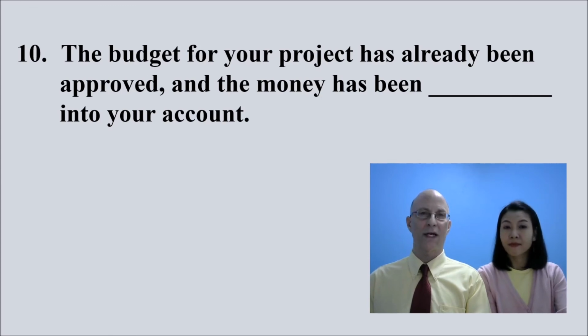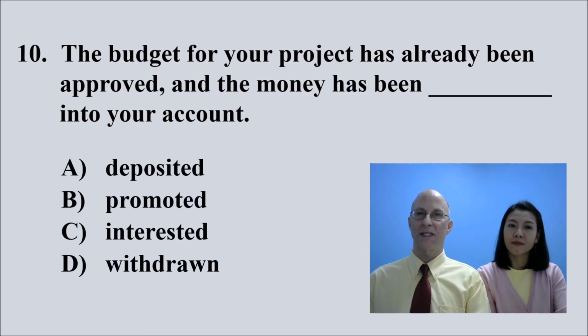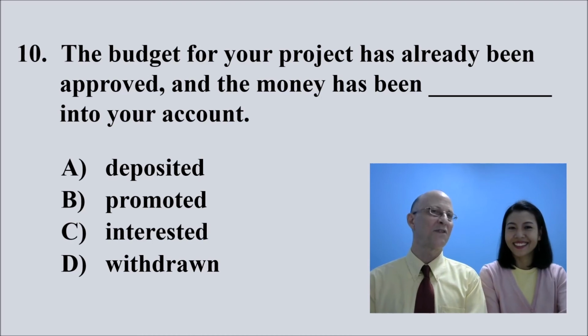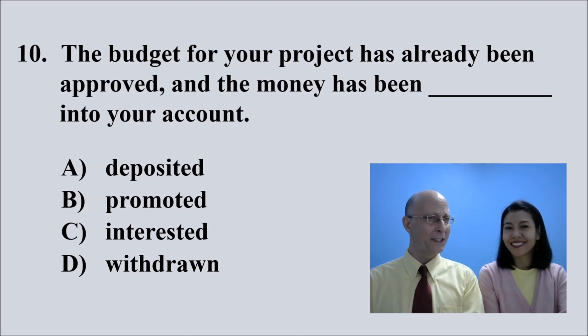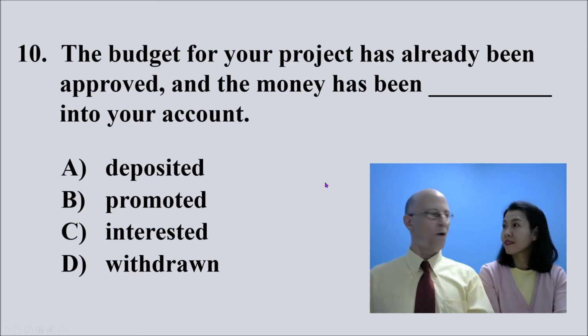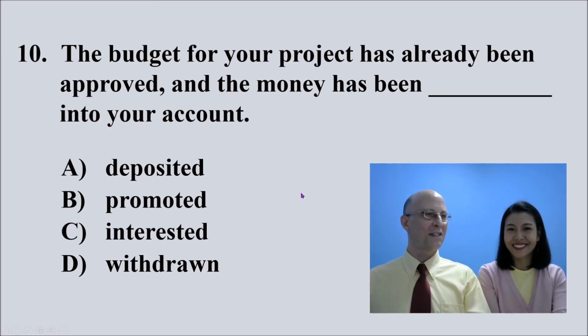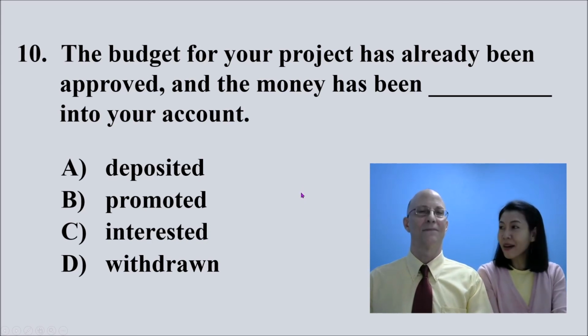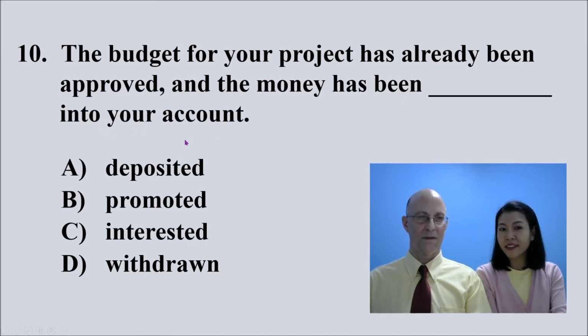Number 10, the budget for your project has already been approved, and the money has been blank into your account. A, deposited. B, promoted. C, interested. D, withdrawn. Okay, number 10 is a vocabulary question, and as we've seen before, vocabulary questions are a little bit difficult if you don't know any vocabulary, so we're going to try to eliminate some of the choices. All right, Yudee, what are your keys for solving this last sentence? I need 3 keywords to help me here. The first one is money. The second one is into. Good. And then the third one is account.